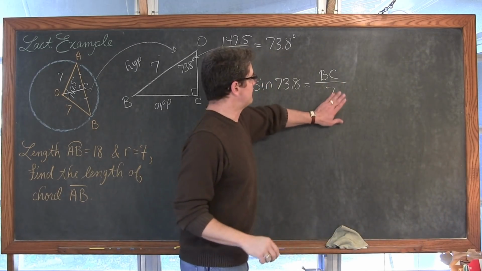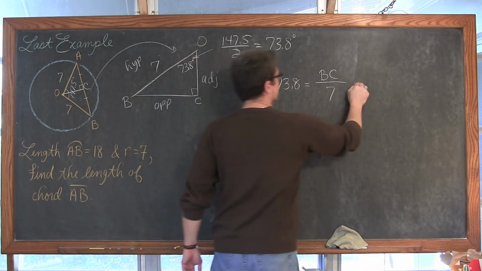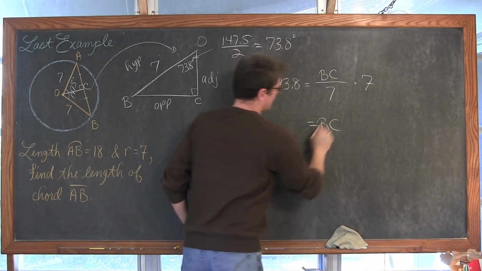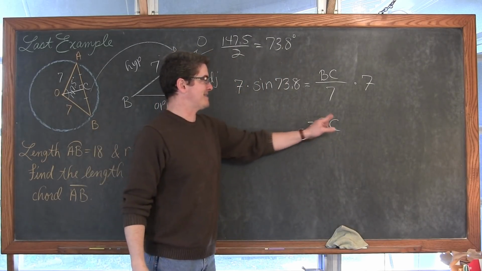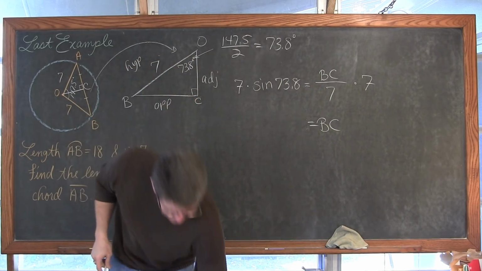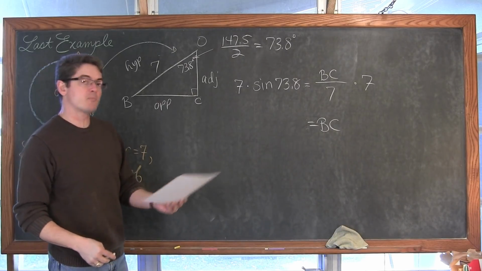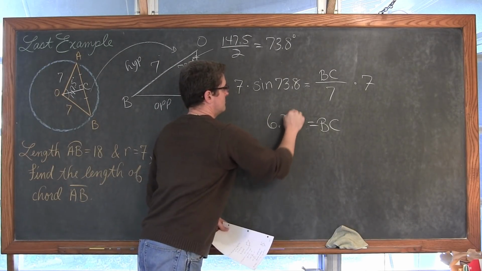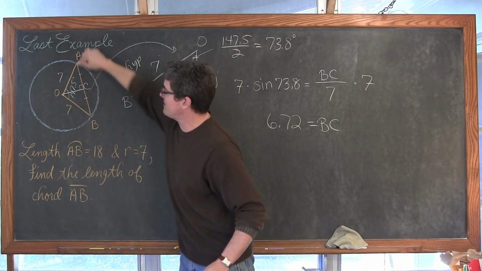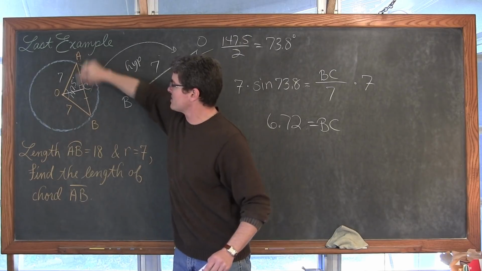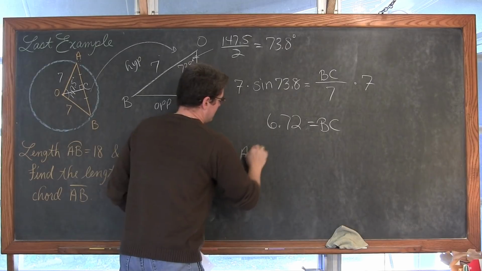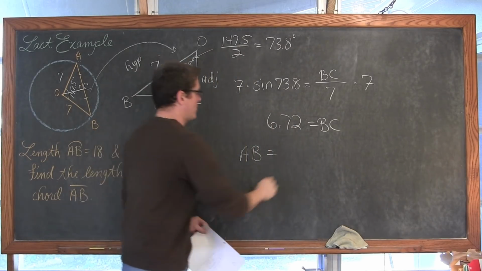We're going to undo this division by 7 by multiplying both sides by 7. That means BC, and if you were in a straight algebra class you might think this is B times C, but in geometry that's the length of a segment, is 7 times the sine of 73.8, which is 6.72. Remembering we are finding just the distance between B and C, not the entire chord. This is perpendicular, bisecting the chord, so the length of chord AB is going to be equal to 2 times 6.72.